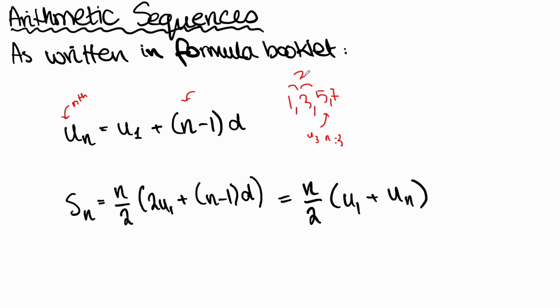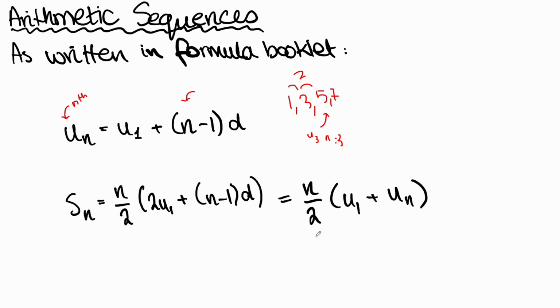The sum of an arithmetic sequence is Sn = n/2 (2u1 + (n - 1)d). So the letters mean the same thing as in the previous one. Same with Sn = n/2 (u1 + un).